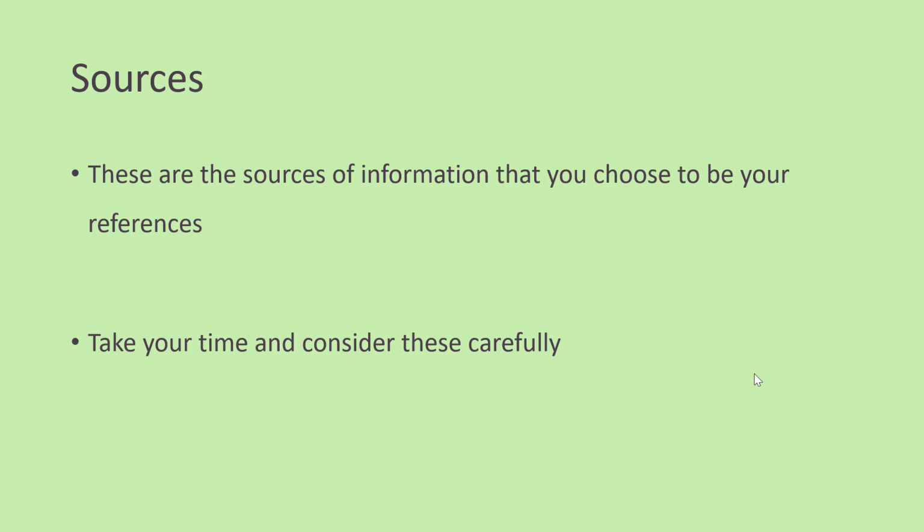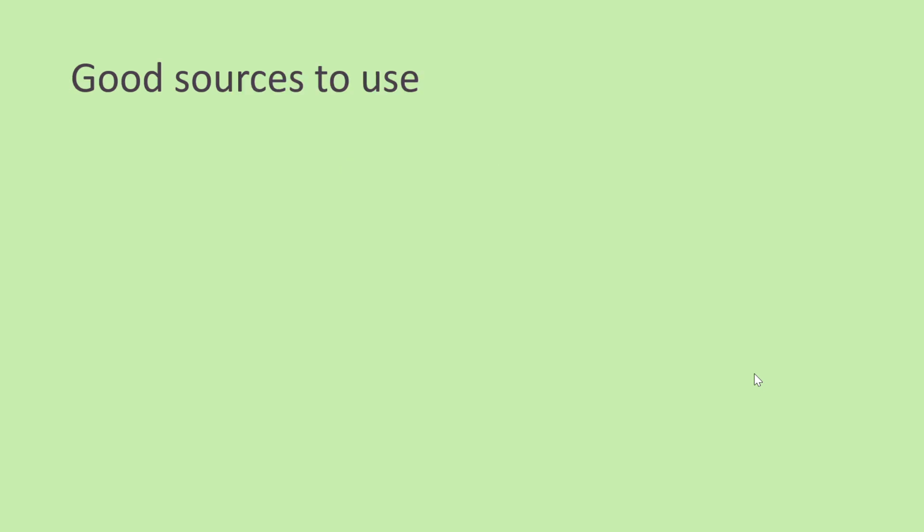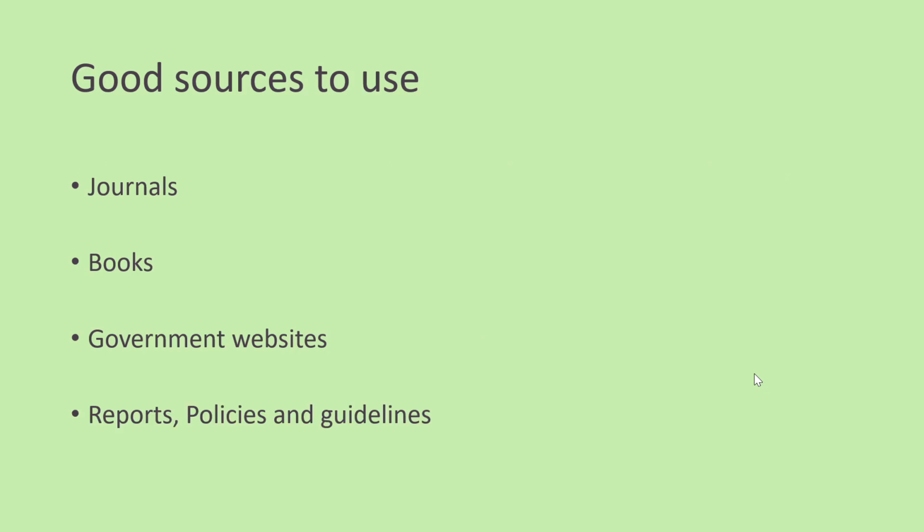So how do we decide what makes a good source? Well, here are some general rules that you can use. So your university library is a treasure trove of academic resources. It provides access to many of the sources you will need, including journal articles, books. It may also contain links to government websites, reports, policies, and guidelines.